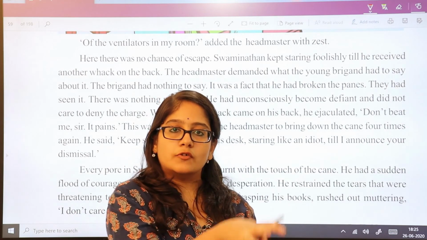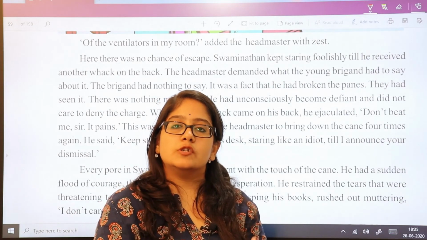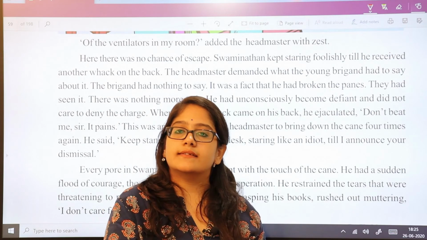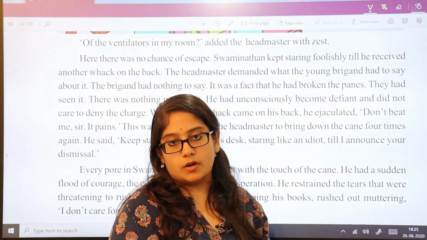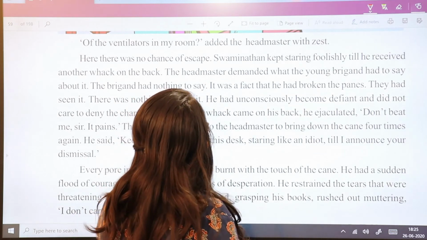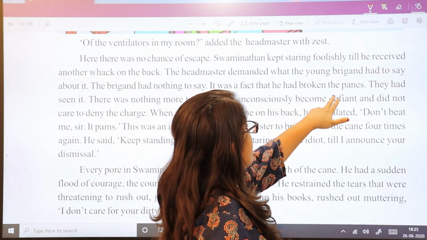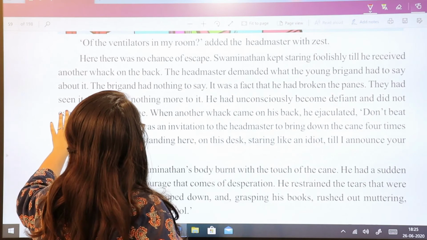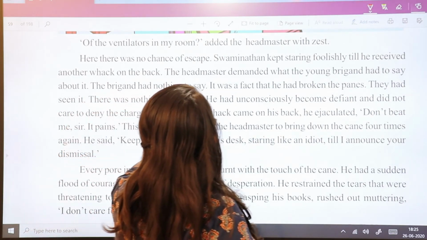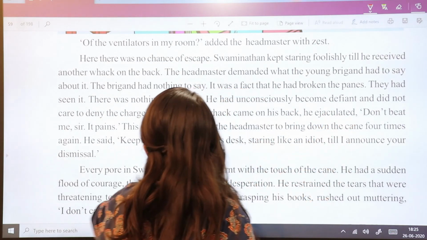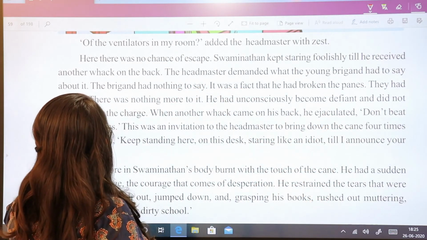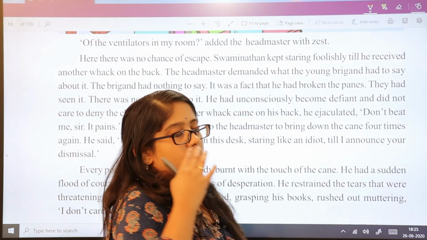He asks all of those boys, "What do you have? Will you say something?" Because Swaminathan was not, but they had nothing to say. All of them were quite nervous. It was a fact that he had broken the panes. They had seen it. There was nothing more to it. He had unconsciously become defiant and did not care to deny the charge.